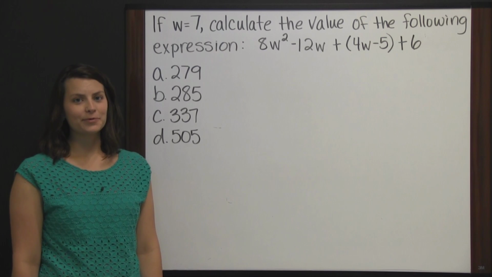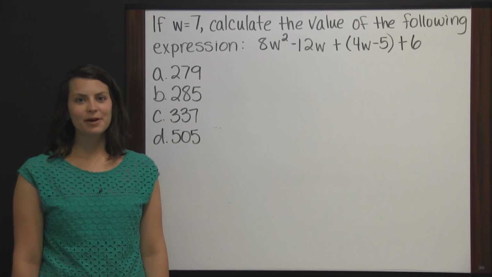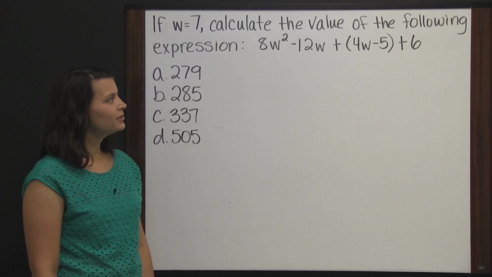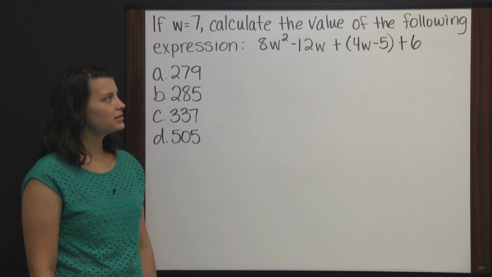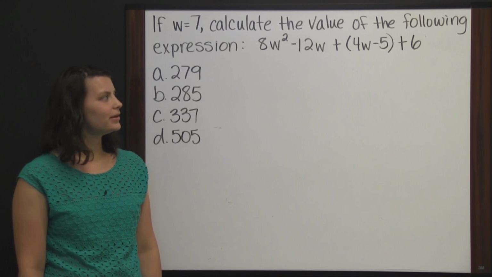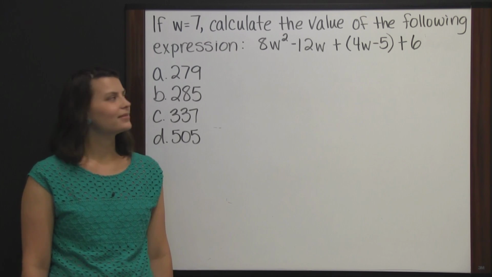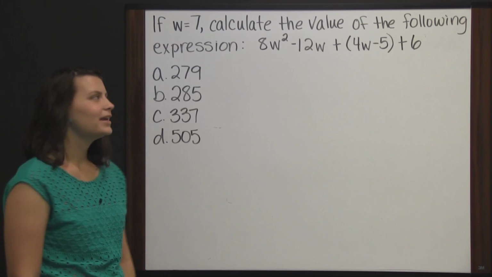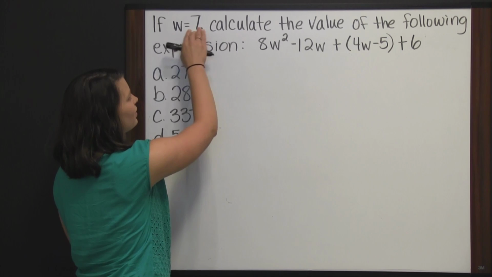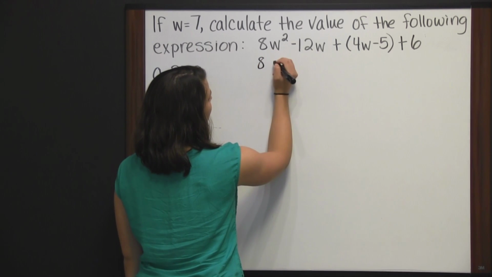If w equals 7, calculate the value of the following expression: 8w squared minus 12w plus the quantity of 4w minus 5 plus 6. In order to simplify, the first thing we need to do is substitute 7 for w. So we start by bringing down the 8.